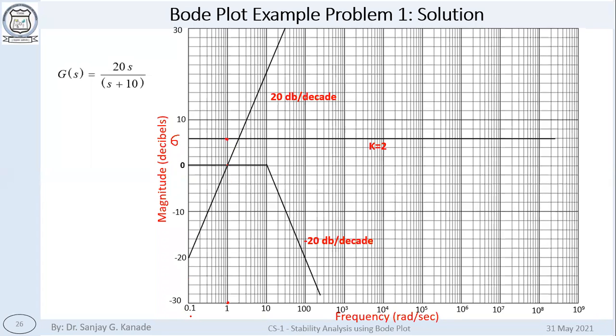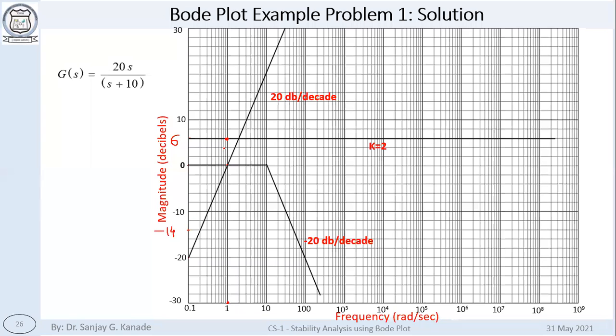What about omega equal to 0.1? What is the value of gain? It is simply the addition of these 3 values: minus 20 plus 0 plus 6. So how much is it? Minus 14, right? Am I correct? Minus 14 is the final gain value at this particular point. So these are the final gain values.